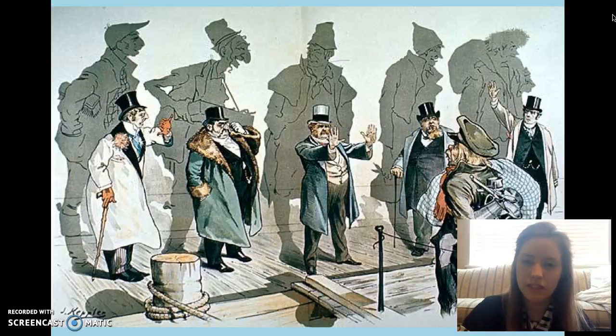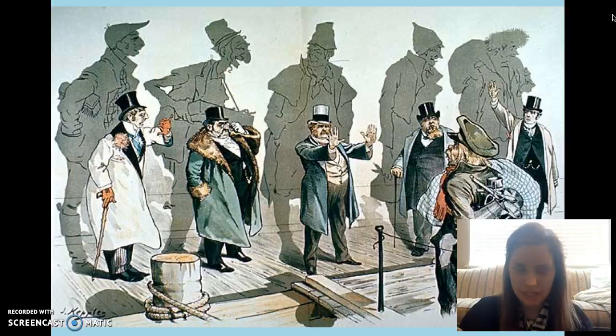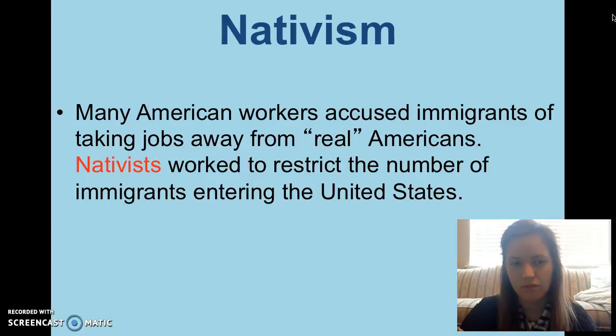Okay, we're just going to talk a little bit about nativism. I think I said that right. And this is a picture. As you can see, it's the poor immigrant coming in, and then all of the rich established citizens telling him to stop, and they don't want him to come in.